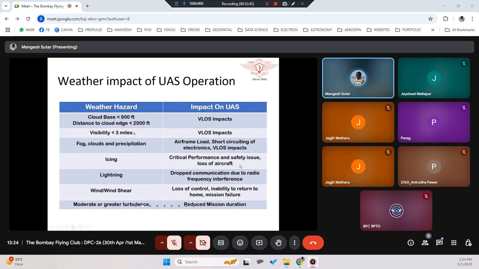Okay, lightning also causes a lot of communication drops due to radio frequency. A lot of times you will see disturbance in the communication when the lightning is happening.